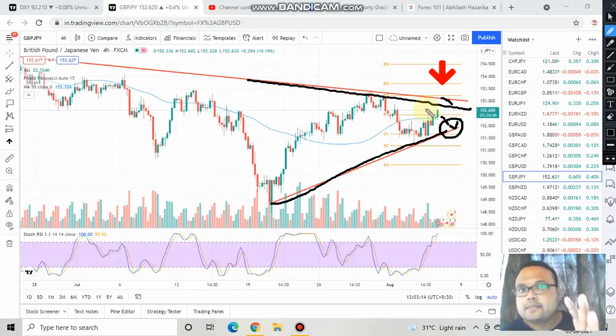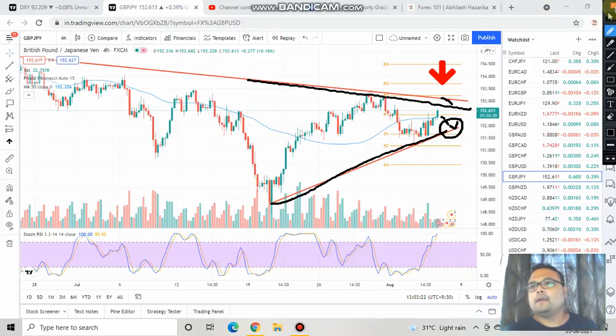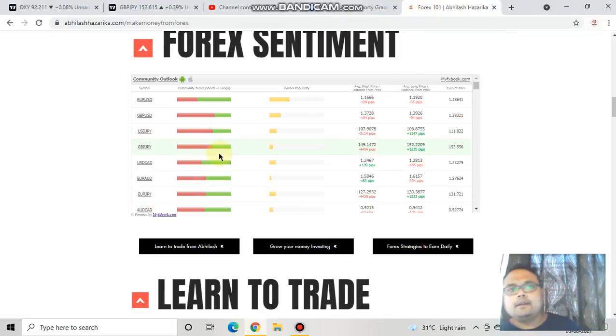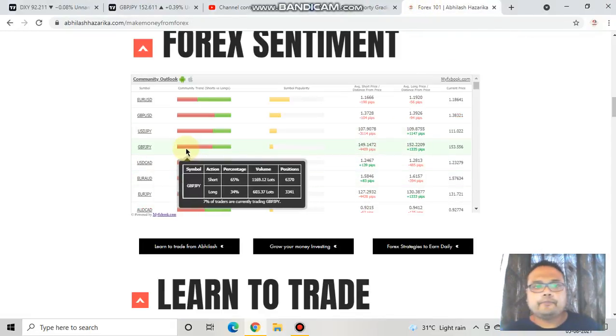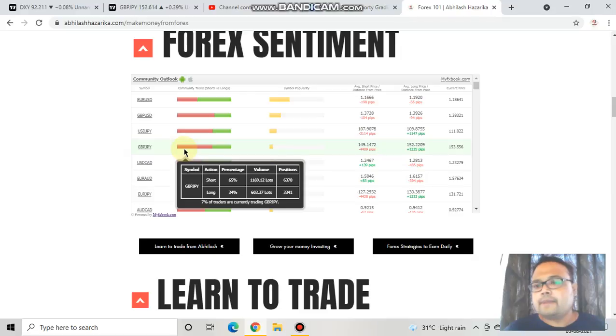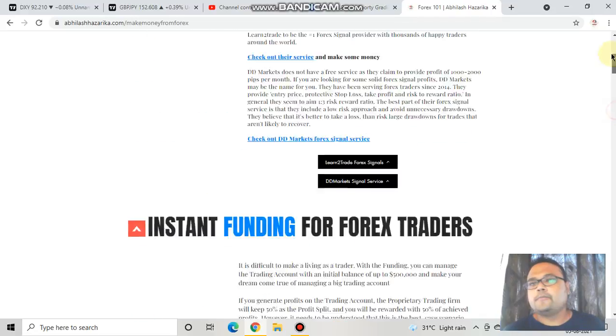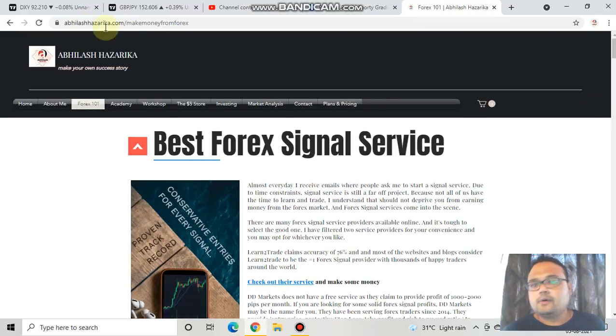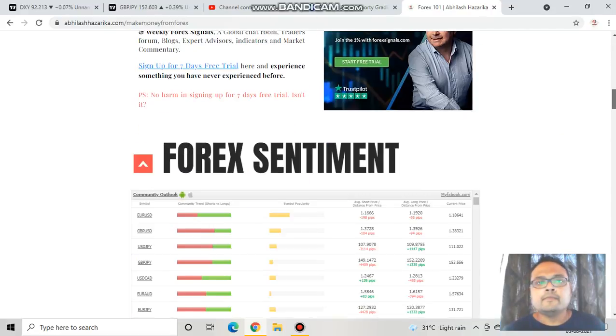Right now the market is in the middle. Do not trade in the middle. Wait for the market to either hit the resistance level or come down to the support level. Simple. And if you go to the Forex sentiment meter here, you can see that 65% of retail traders have taken a short position and 34% of retail traders have taken a long position. You will find the Forex sentiment meter on my website avilashazarika.com under the Forex 101 section.